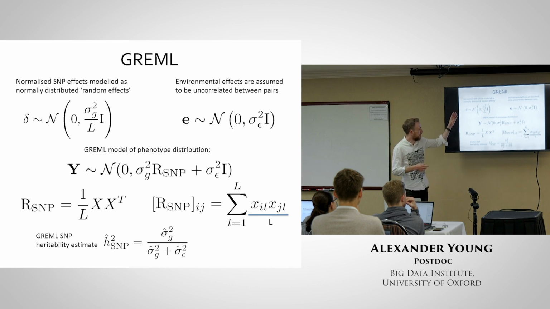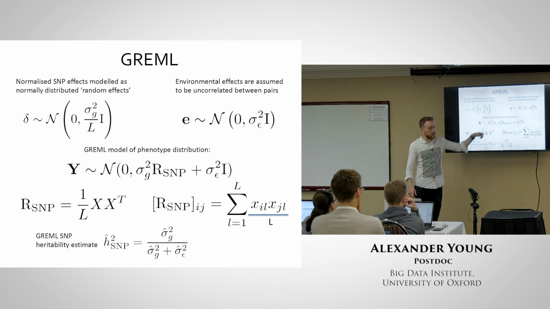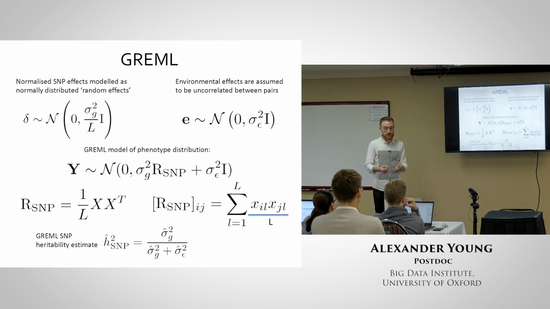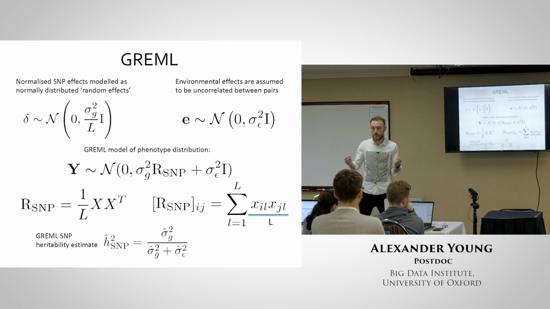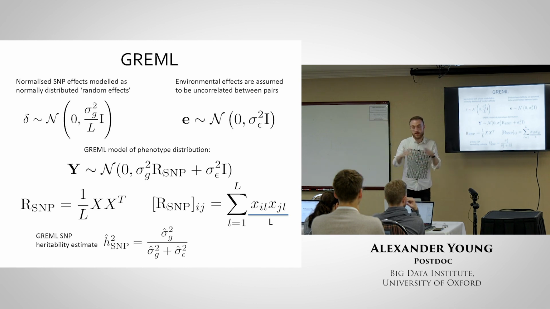These modeling assumptions lead to a Gaussian model for the phenotype. I'm just assuming the mean is 0, but you can model mean effects; that's not really a problem. In this model of the phenotype distribution, the phenotypic covariance between distinct pairs of individuals is proportional to the SNP relatedness between the pair, where the constant of proportionality gives you the variation, in a regression sense, explained by all of the SNPs that you put into the model.